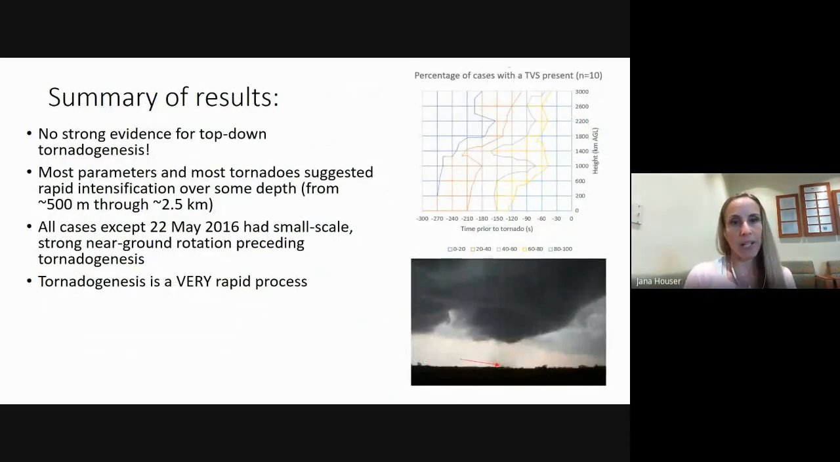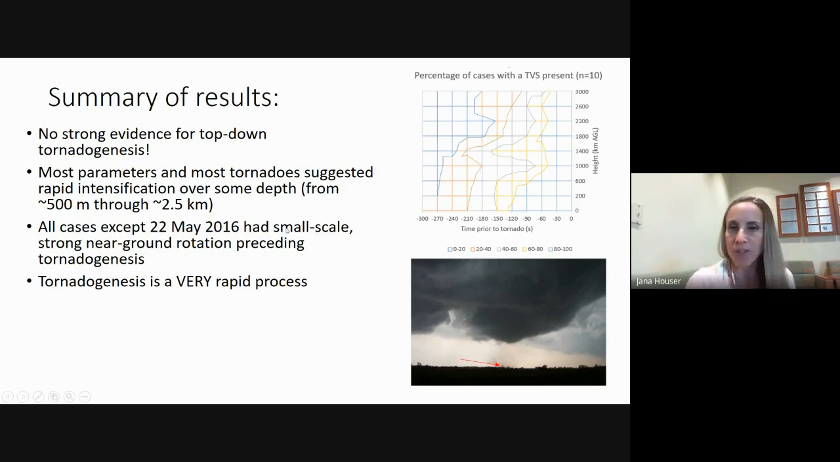Okay, so in summary here, I put together basically a bunch of cases, all of the cases really that we have data for so far, the 8 that I showed here, and then a couple additional ones. And basically saw that if we look at the percentage of cases where there's a TVS present with time and with height, prior to tornadogenesis occurring, roughly about here, we can see most tornadoes are developing near ground rotation first, but we do see sort of a secondary signal for something happening at about that low-level mesocyclone height.